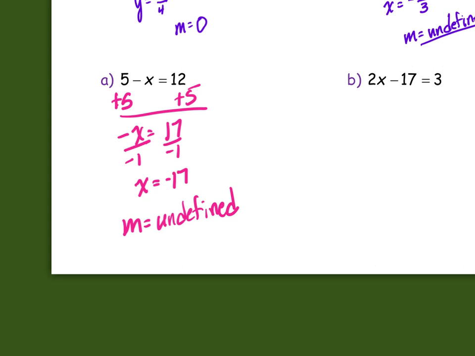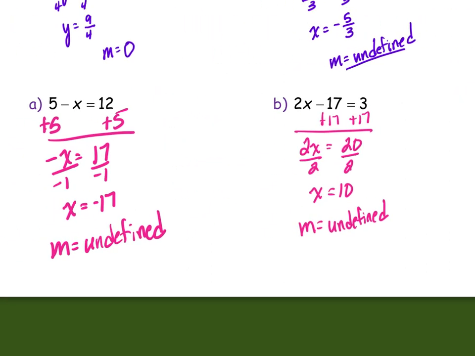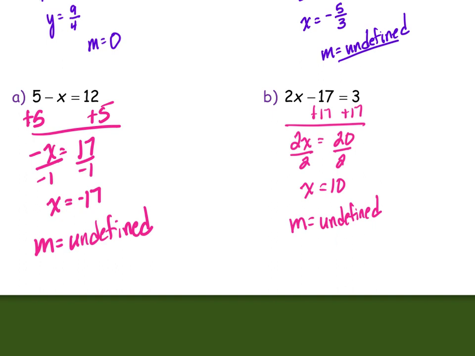Let's go on to number B. Okay, so once again, I have a vertical line because it goes through the x-axis. So my slope again is undefined. Great. Good job, you guys. So we have 2 where the slope's undefined. That's fine. So let's go ahead and go on to number C.